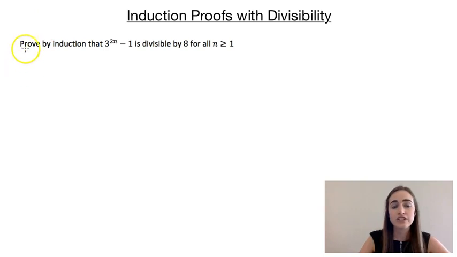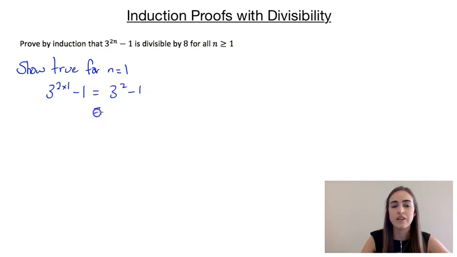So we're going to first start off by showing it's true for our lowest value. So that's going to be for n is equal to 1. So for us, that would be 3 to the power of 2 times 1 minus 1, which would just be 3 squared minus 1, which is 9 minus 1, which is just 8. And obviously 8 is divisible by 8, so then we can write therefore true for n equals 1.